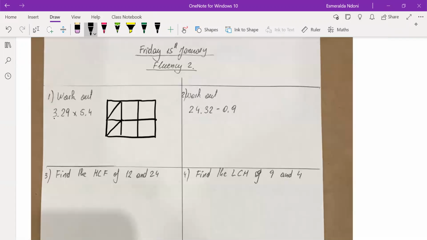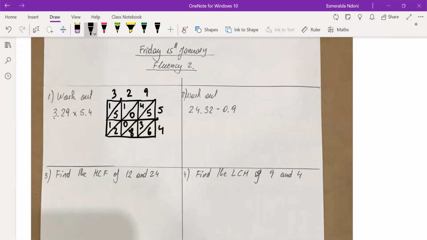Now we split the boxes in half. And then we write the numbers on the top. 3, 2, 9, 5, and 4. Put the decimal points. And now we're ready to start. 9 times 5, 45. 2 times 5, 10. And 3 times 5, 15. Moving on to multiplying by 4 now. 9 times 4, 36. 3 times 4, 8. And 3 times 4, 12.